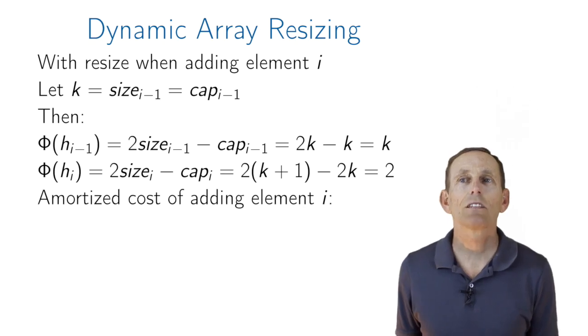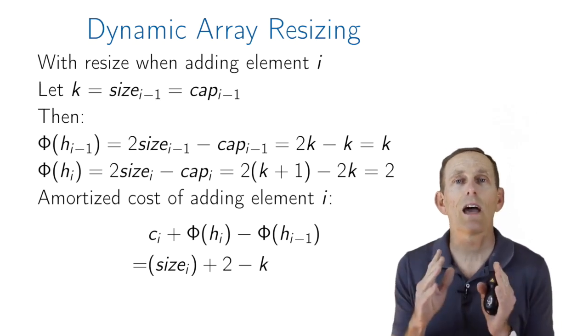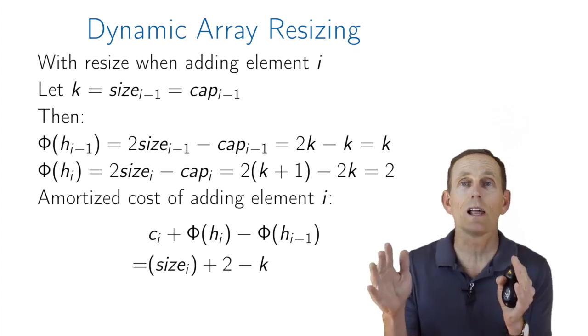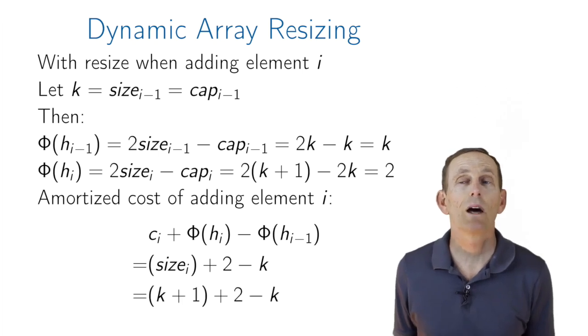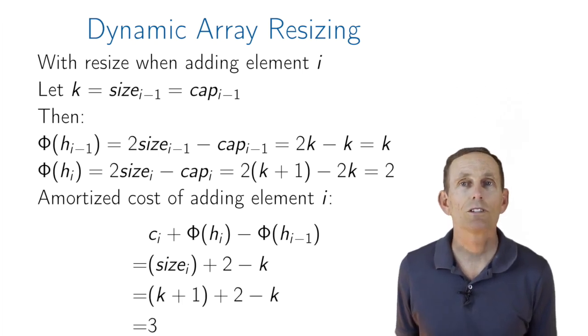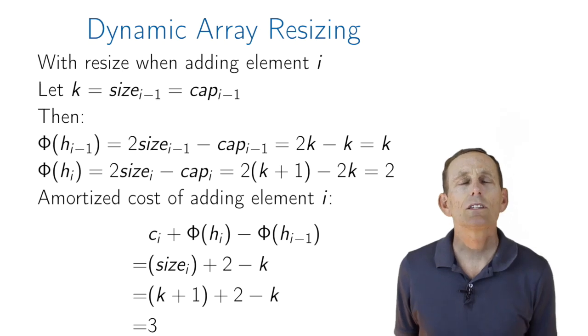So the amortized cost of adding the element is c sub i plus phi of h sub i minus phi of h sub i minus 1. The true cost is just size of i, because that's the number of elements we have to move, size of i minus 1 elements, and then add the 1 new element. So that's size of i. So we have size sub i plus 2 minus k, which is just k plus 1 plus 2 minus k, which is 3. So what we have seen now is that the amortized cost using the physicist method of adding elements is 3.